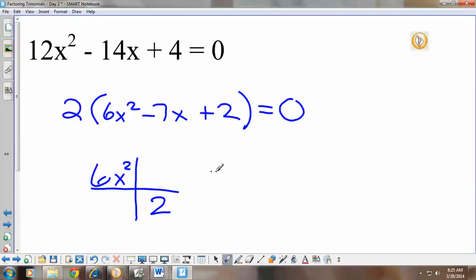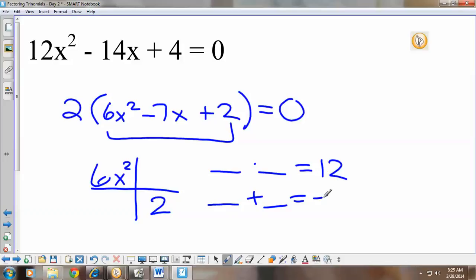I'm looking here for factors of what? 6 times 2 is 12. Factors of 12 that add to negative 7. What are they? Negative 3 and negative 4. Negative 3x and negative 4x.